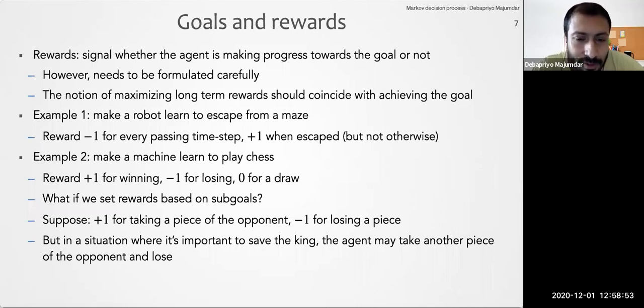So the whole message here is that, what can happen is that it will actually aim to take all the pieces of the opponent and never go for the formal checkmate. So the main message here is that the goal that you want to achieve through the agent, you need to formulate that into the reward system properly.